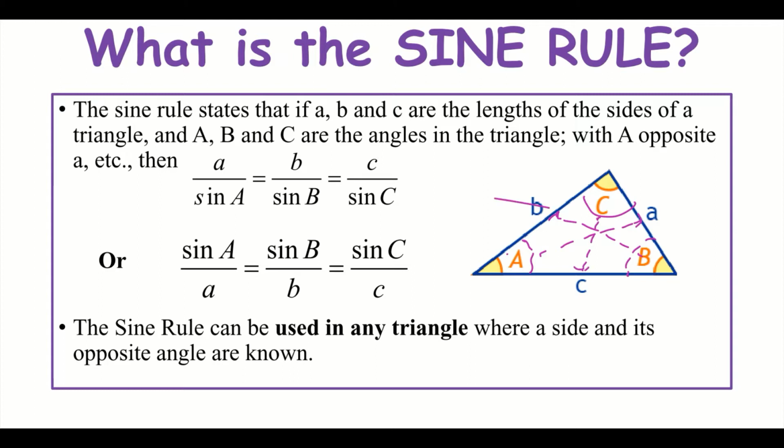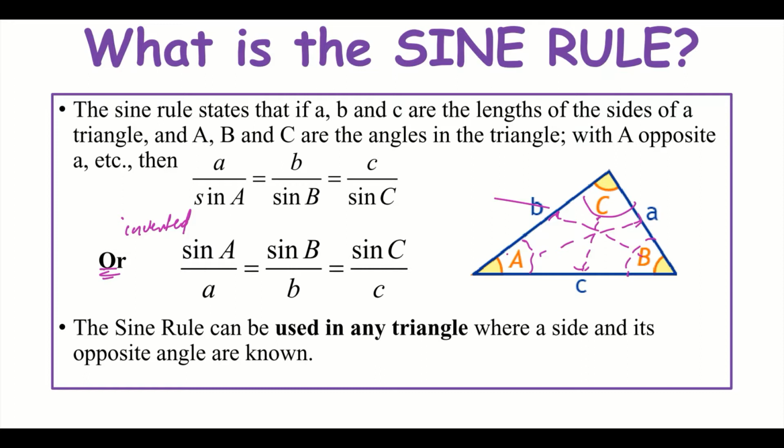Then I can say that a over sine of angle A is equal to b over sine of angle B is equal to c over sine of angle C, which, if we invert it, is the same thing: sine of angle A over a is equal to sine B over b, which is equal to sine C over c.